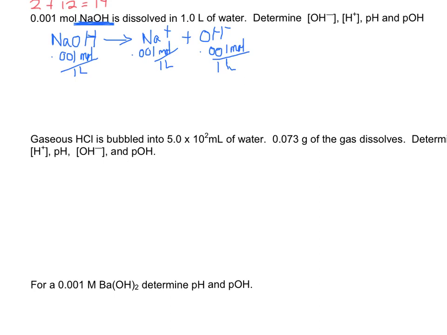Now, the Na plus concentration doesn't really help us in anything, but the OH minus concentration helps us, because if we know the OH minus concentration, that solves part of the question here, and from that we can calculate all the other ones. So the OH minus concentration is equal to 0.001 moles per 1 liter, so it's 0.001 molar.